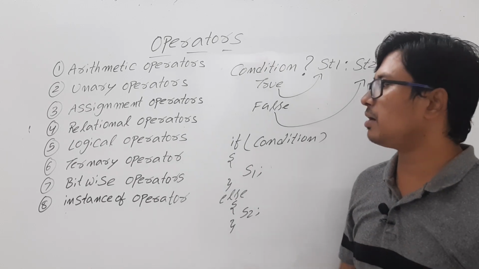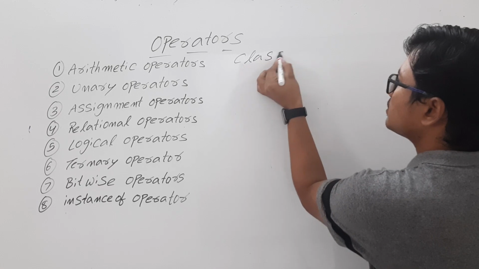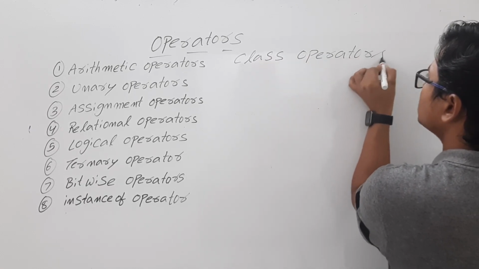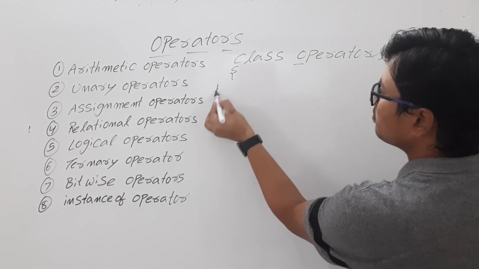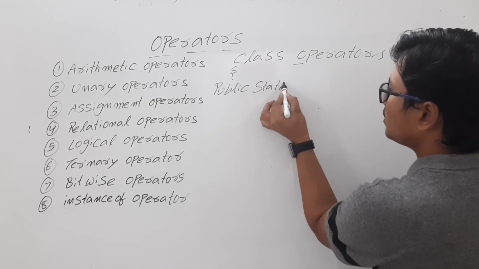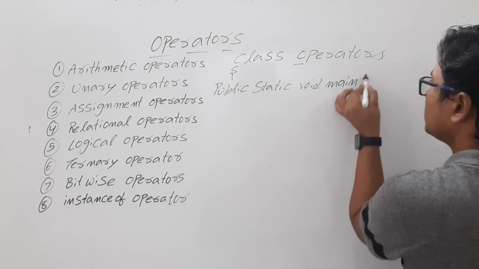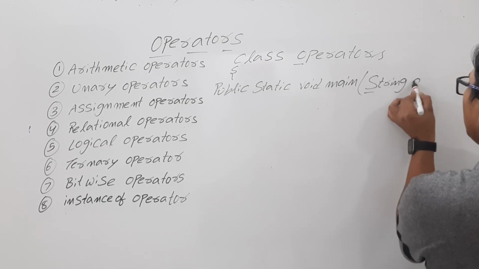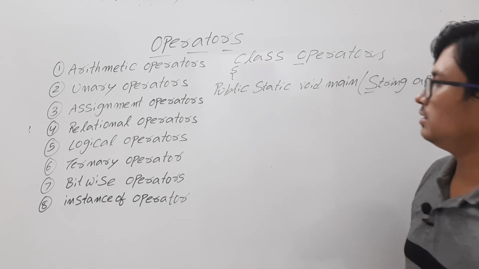Now let me discuss about the ternary operator with a simple Java program. Class operators. The name of the class is operators where O is capital. And I am writing public where P should be small, public static void main, then String args where S should be capital. You can write args or an a, anything, you can use any name here.